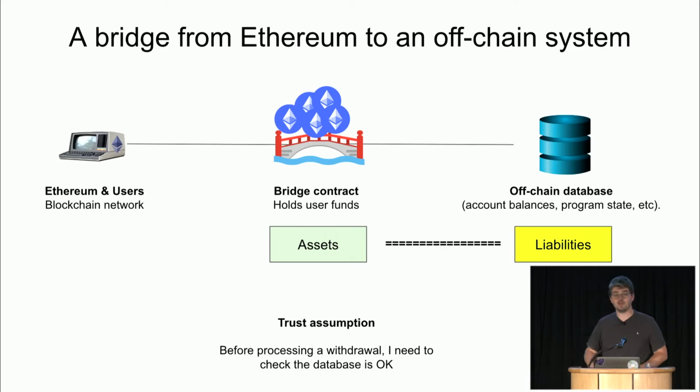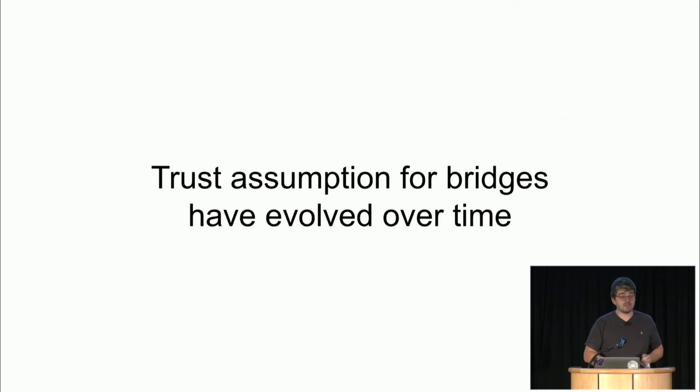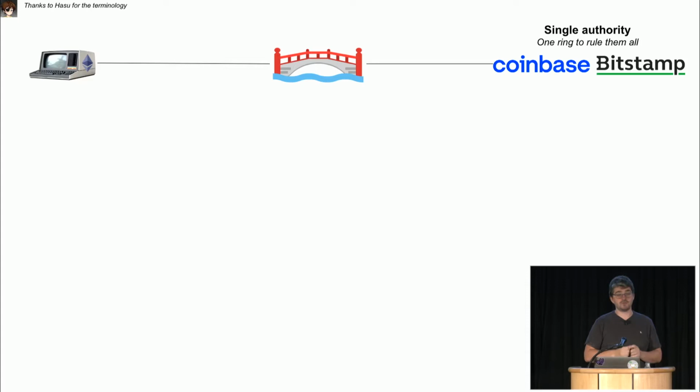And the trust assumptions really are: how is the bridge convinced that the database is okay and it can cover these liabilities? Over the years, this trust assumption has evolved. Obviously 10 years ago, the easiest way to build a bridge was with a single authority, the one ring to rule them all if you're a Lord of the Rings fan. There's the Coinbases and the Bitstamps.